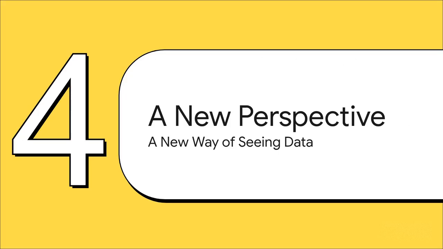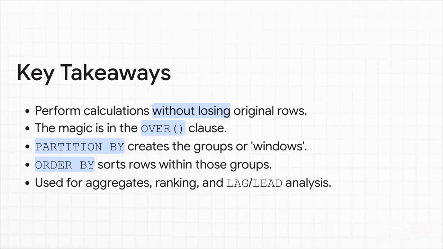So, as we start to wrap this up, I really want you to appreciate the bigger picture here. Learning window functions isn't just about memorizing some new syntax. It's about fundamentally changing how you see and interact with your data. So let's just nail down the key takeaways one more time. First, window functions let you do calculations on groups of data without destroying the original rows, which is the big difference from group by. All the magic happens in the over clause. We use partition by to make our groups and order by to sort inside those groups.